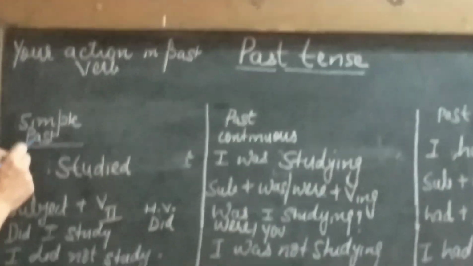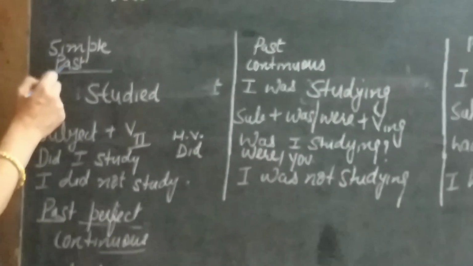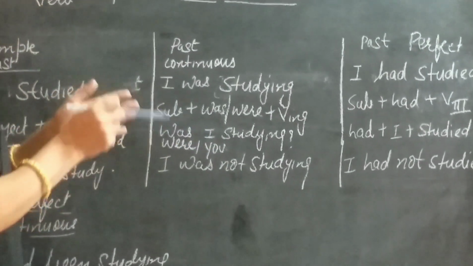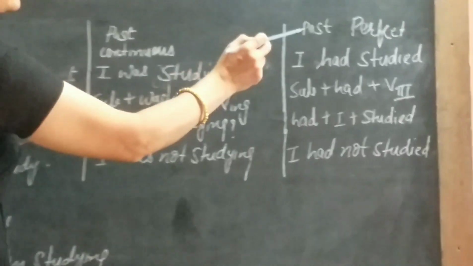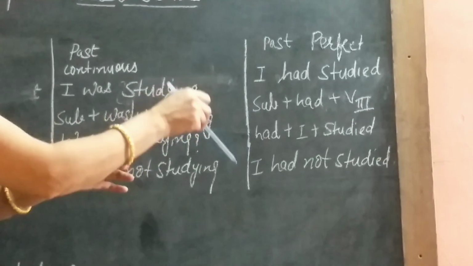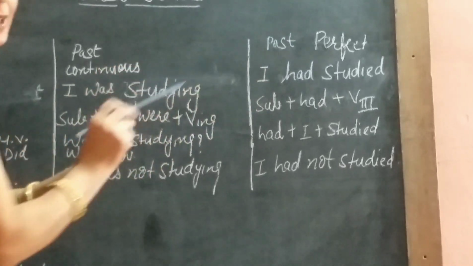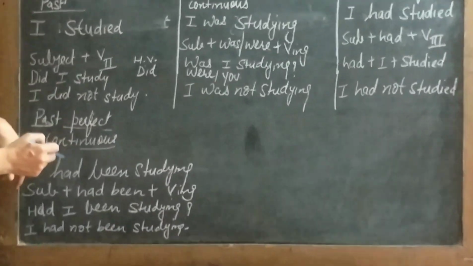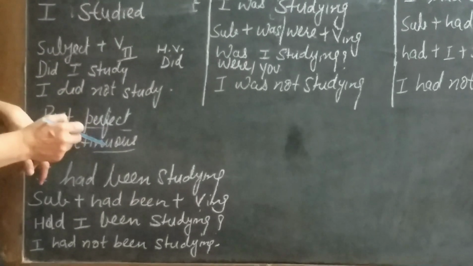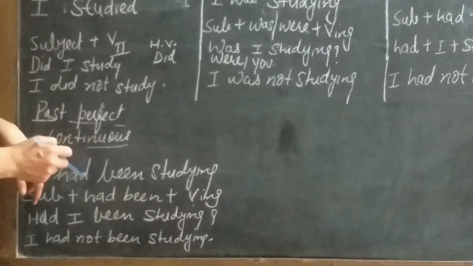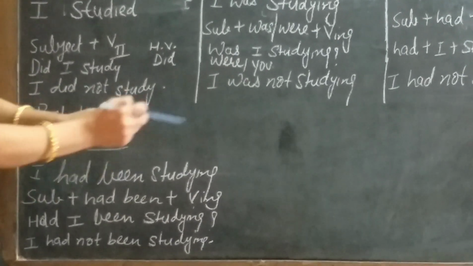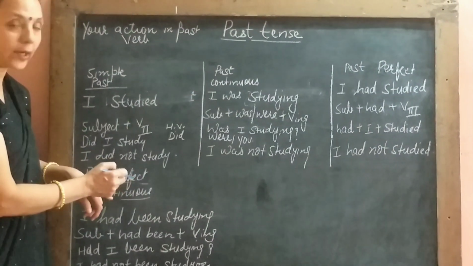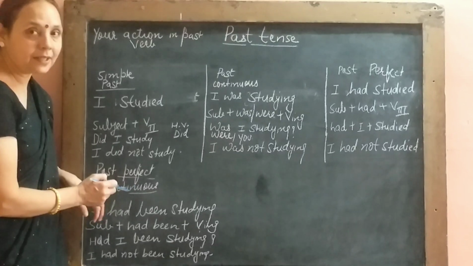Simple past means that at that time you did that work. Okay? Past continuous means at that time your work was in progress. You were doing that work. Past perfect means at that particular point of time you had completed that work. You can see the sentence also the way I am using it. And in past perfect continuous, at that particular time some of your work was complete and some work was in progress. That's why perfect continuous, because some of the work you already completed and some work is in progress.